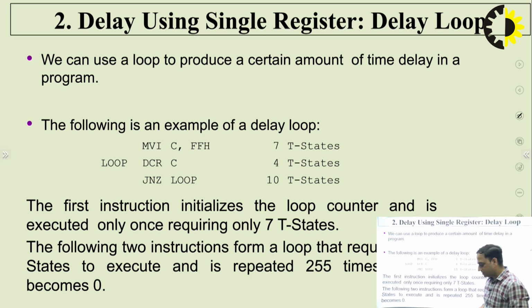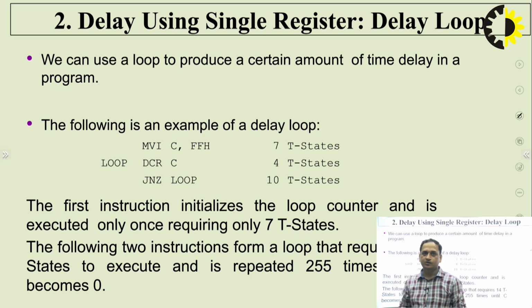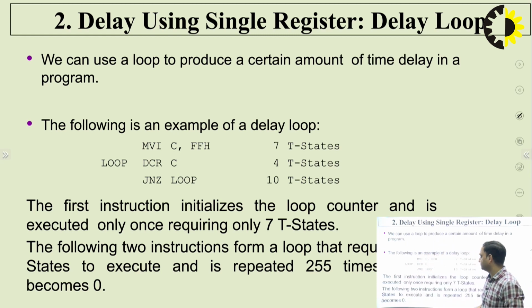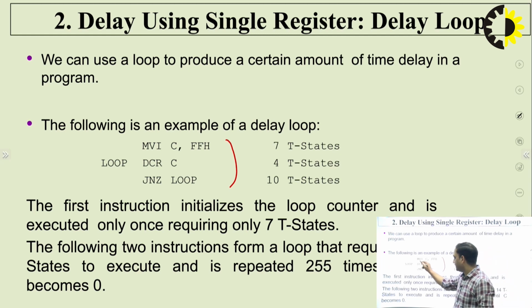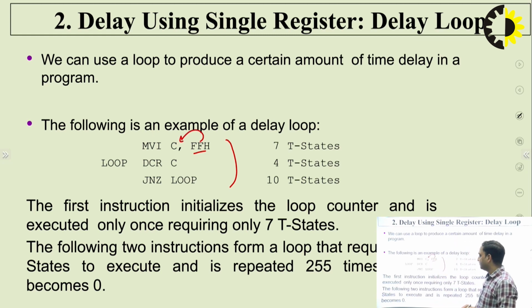So the second method in this series is the delay using a single register, that is, the delay loop. For that we have a very small subroutine, in which we are using MVI C, FFH. What is the significance of this MVI C? Because this is an immediate addressing mode, the FF value will be stored into the C register. So the C register will carry the FF value, in hexadecimal form.